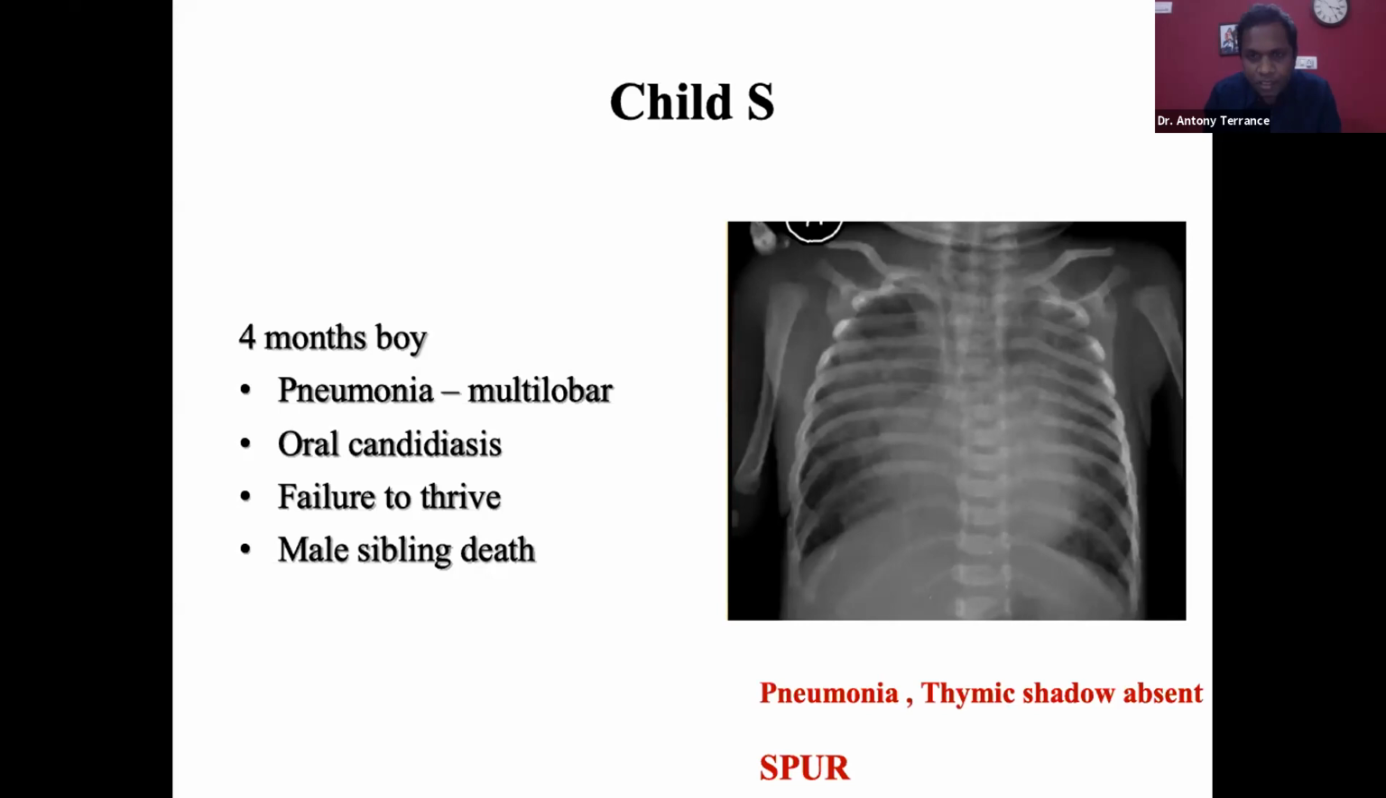If you closely look at the X-ray, you have to get into the habit of looking at the thymus in children with recurrent infections as well as pneumonias. Up to 2 years, you should be able to see some amount of thymic tissue. Here, the thymic shadow is totally absent. Therefore, absent thymus. Everything points towards immunodeficiency.